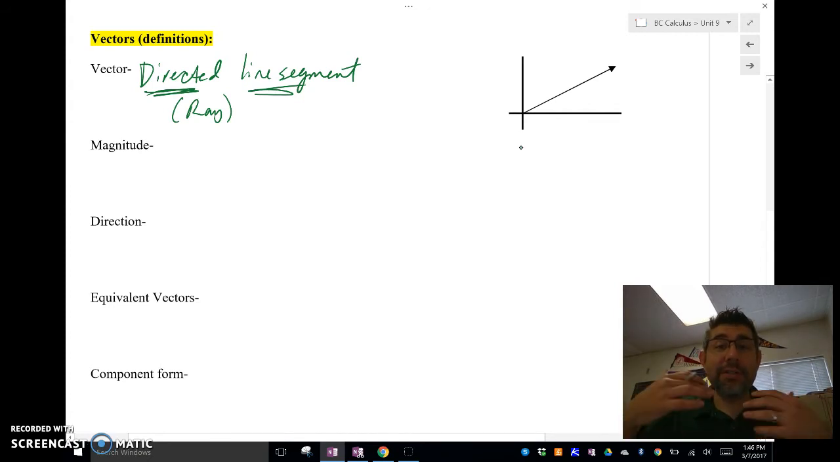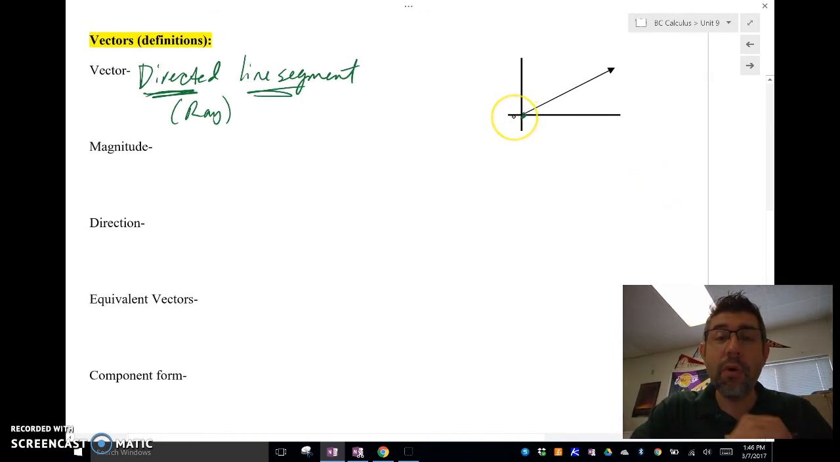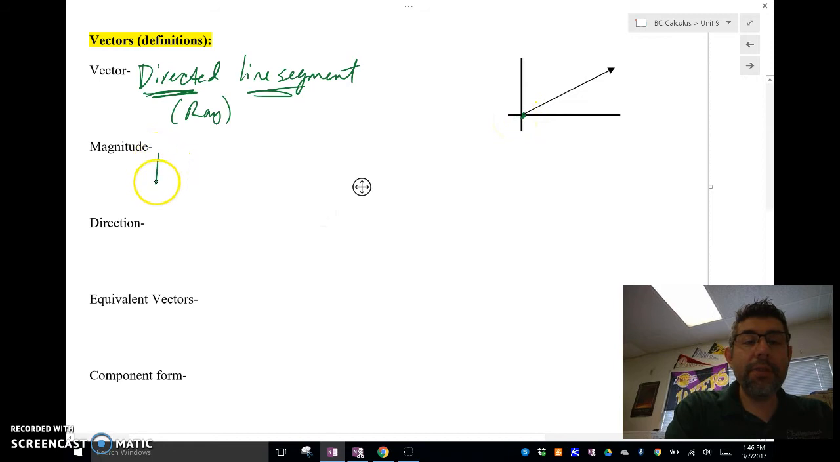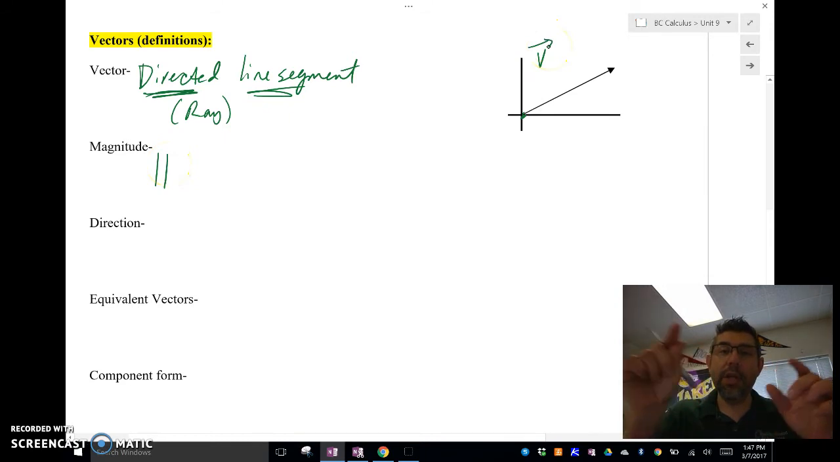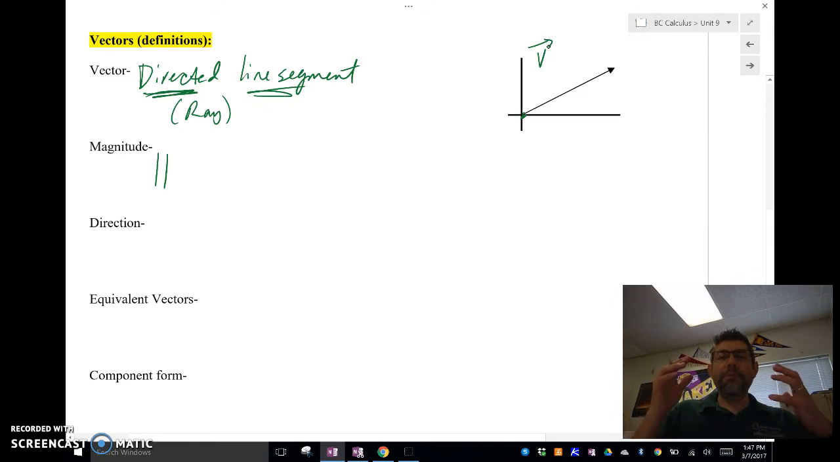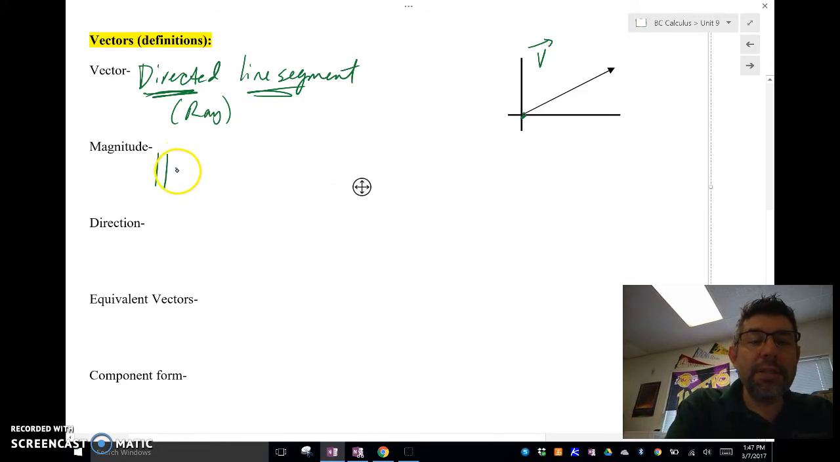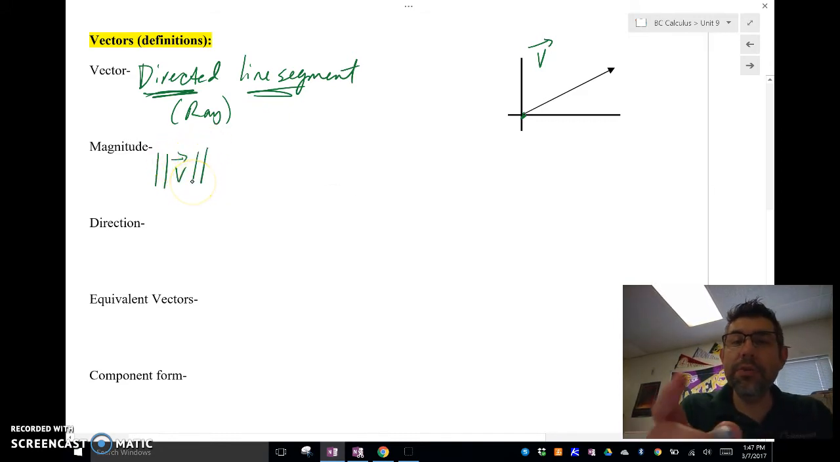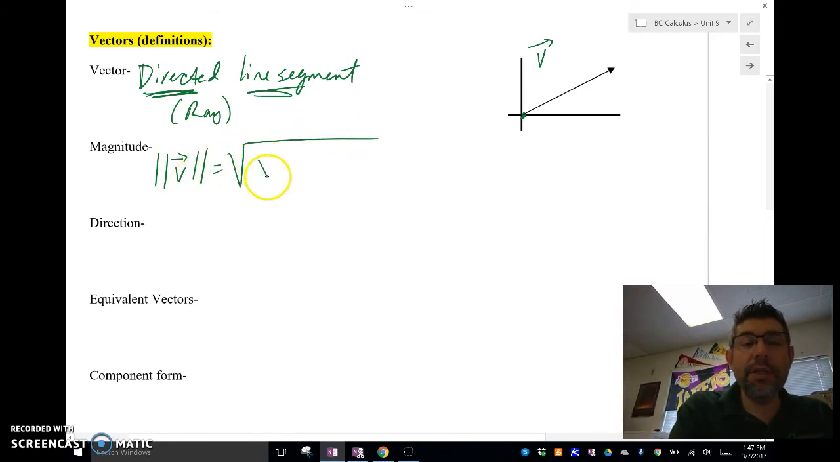That is called the vector in standard position because it comes out from the origin. I'm going to call this vector V, and we can use a V with a little arrow on top as my vector. You could also use a bold V, which you would probably see in a textbook. The magnitude of the vector is denoted by double lines, like an absolute value, and that magnitude is found by the square root of x squared plus y squared.